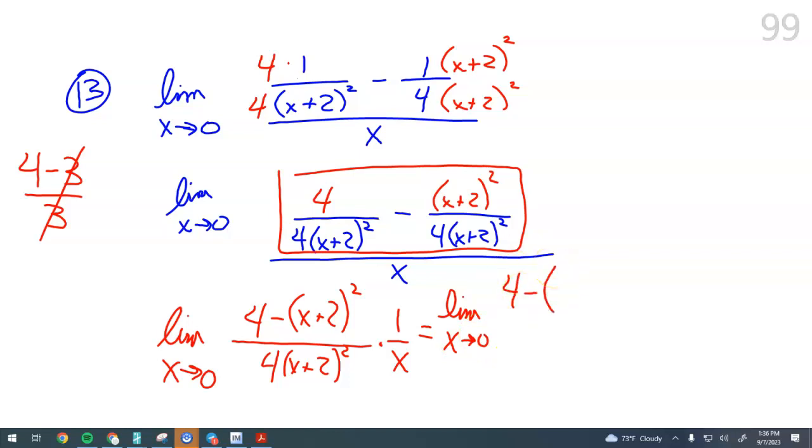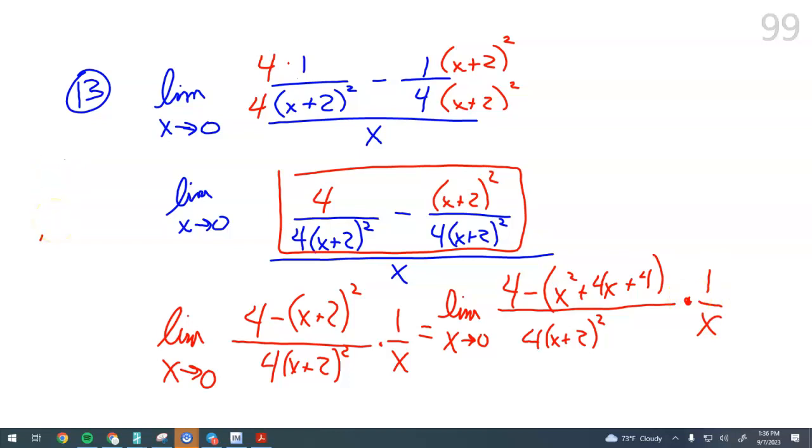So 4 minus, make sure you put parentheses here, because you have to subtract that entire quantity. So the shortcut for these is the first term squared. You multiply these two terms together, but that would happen twice. So you double it. So that's 4x. And then the last term squared. And that is still over 4 times x plus 2 squared. And it's still times 1 over x. This one's about as messy as they can, really. They're typically shorter than this.